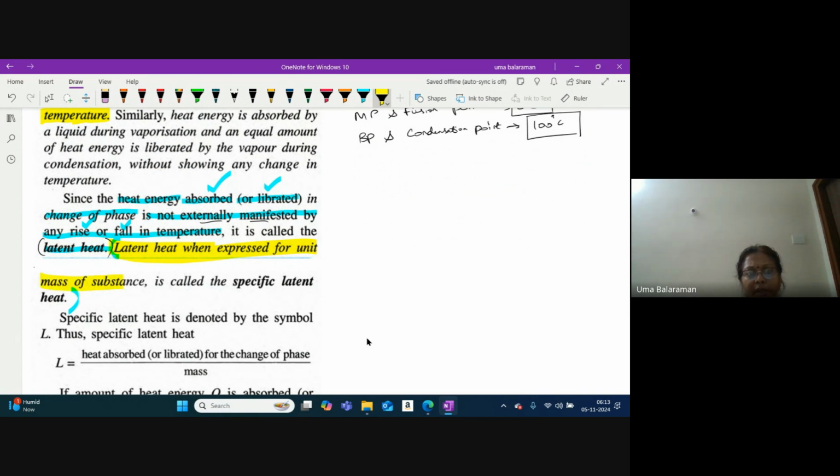Did you study Q and Q dash last time? Yeah, ma'am. Heat capacity, specific heat capacity, same thing. Latent heat, specific latent heat, when it is measured per unit mass.